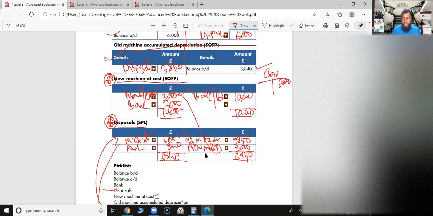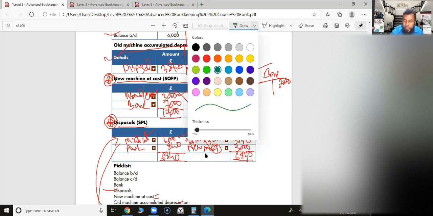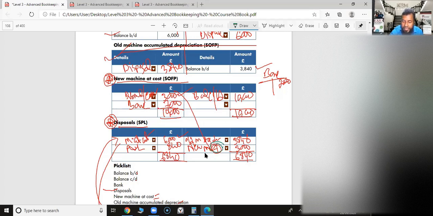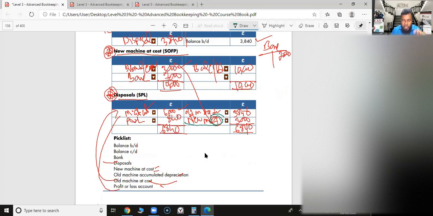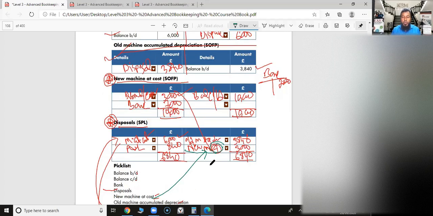Boom, that's it. You see, I had a doubt. Let me take another color pen here. I said I had a doubt over this box, like what shall I write down? It's the opposite account's name. New machine at cost. Yeah, that's what I write, and that's how you do your work. If it is not an exchange, what do you write? You write bank because you receive money. If it is not a disposal but a part exchange, you write new machine, the opposite account's name.